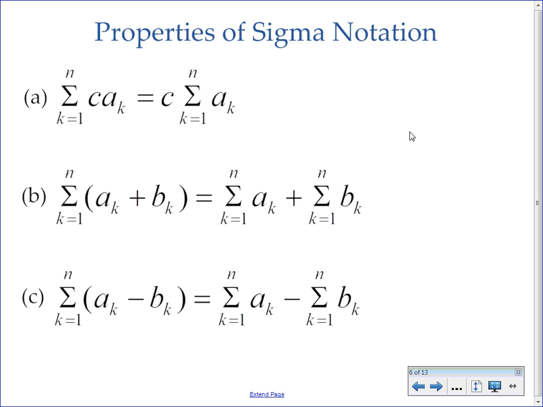The second one, which really relates to this third one, B and C basically look the same. If we have addition or subtraction within our summation, we can break it apart into summations where they still start and end at the same place.